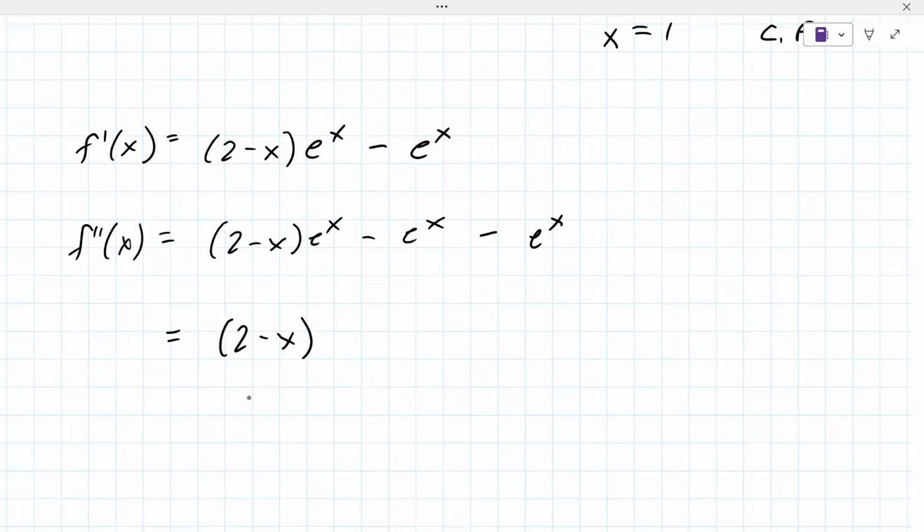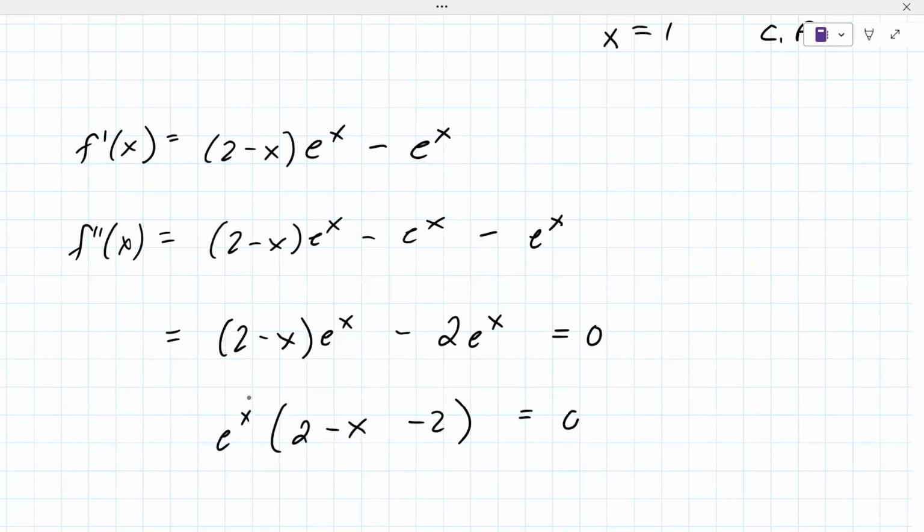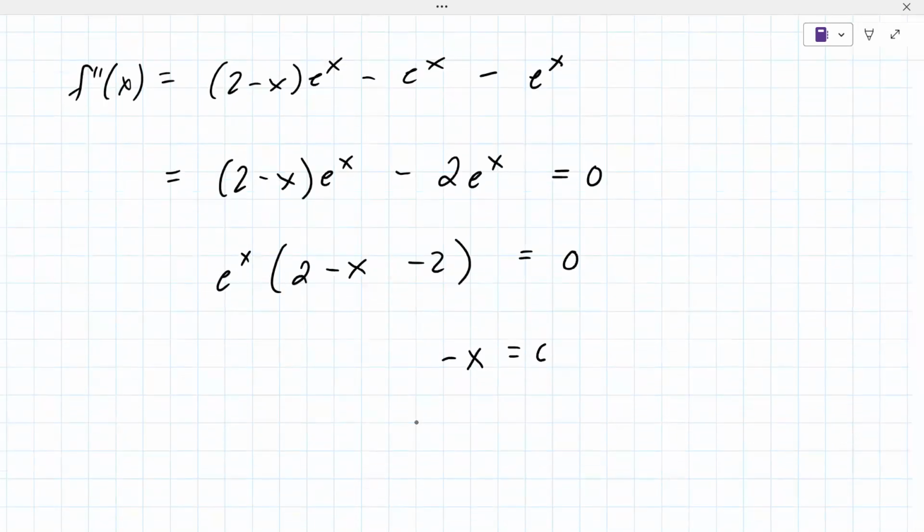So this is 2 minus x times e^x minus 2e^x. Like that, you set it equal to 0. You factor out an e^x. 2 minus x minus 2 equals 0. 2 minus 2 is 0. So you end up with minus x equals 0, or x equals 0. And that's a possible inflection point.